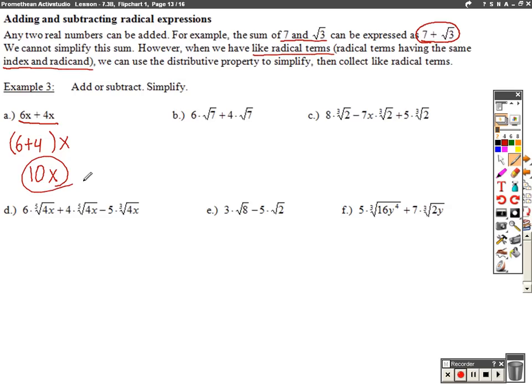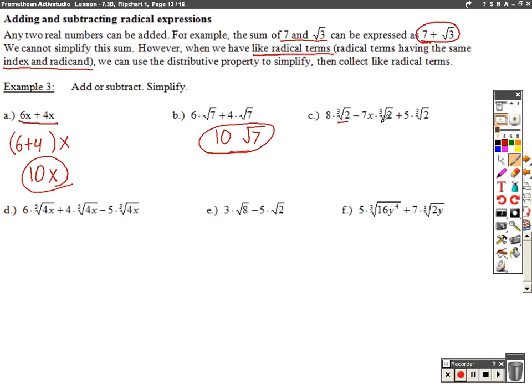Looking at letter B, this is the exact same problem, but instead of using x, we now have square root of 7s. Both of these radicals have an index of 2, and they have a radicand of 7. So I can factor out the square root of 7, and I just add the 6 and the 4, the coefficients. So you get 10 times the square root of 7.